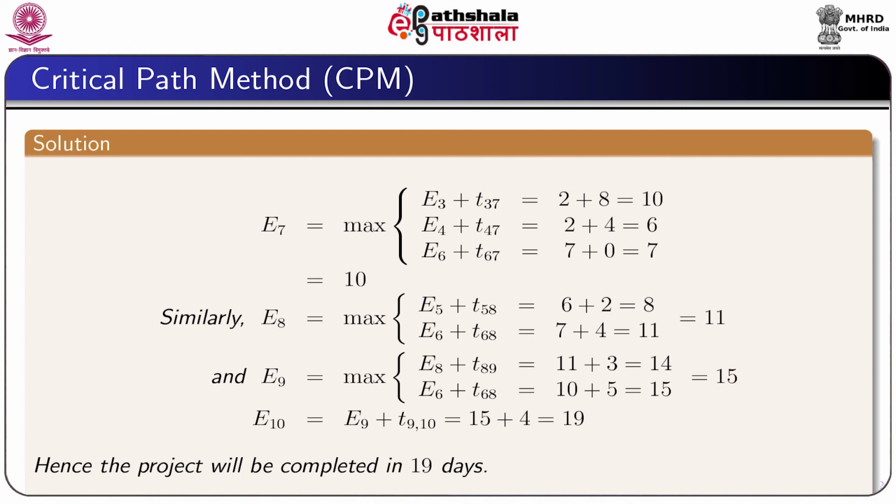Similarly, we can find the value of E8 as 11, E9 as 15, and then straightforwardly we can find E10 equal to E9 plus T9,10. Since E9 equal to 15, we get E10 equal to 15 plus 4, which is equal to 19. And this shows that the project will be completed in 19 days.